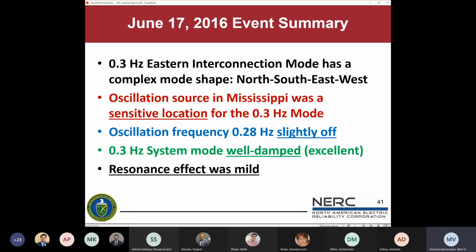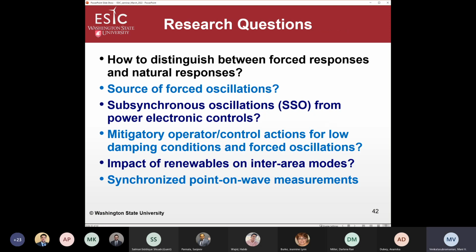So the summary is, in the 2016 event, the resonance effect was mild because the mode was well damped. But this was like an eye opener that if the mode had lower damping, then the oscillations could have been much more severe. And this again emphasizes the need to monitor the damping of modes continuously, because we never know when a forced oscillation might appear in the grid. So this is my last slide.